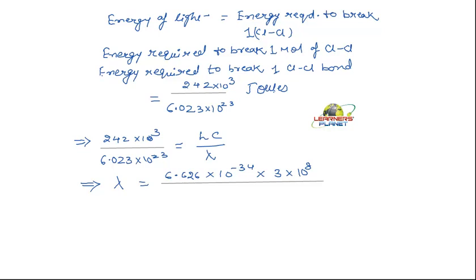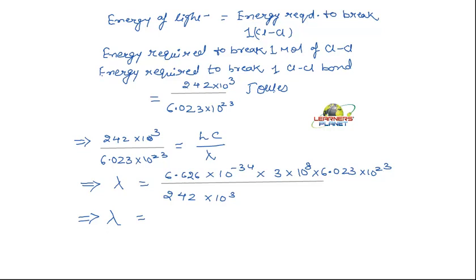Divided by 242 into 10 to the power 3, right? And here it would be 6.023 into 10 to the power 23, right? So this calculation will give you the lambda. That is your lambda. Let's take out approximately. This will be 3 multiplied by 6. This will be 18 approximately, right?